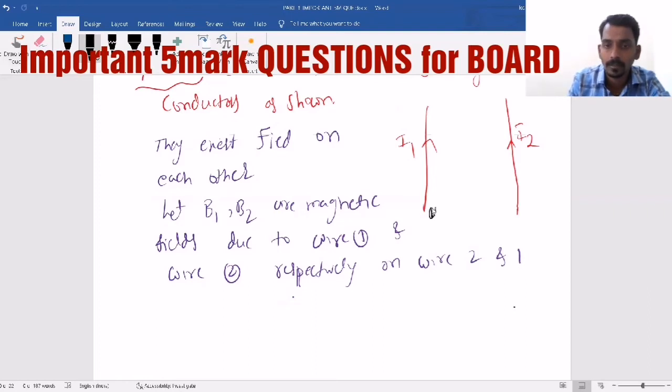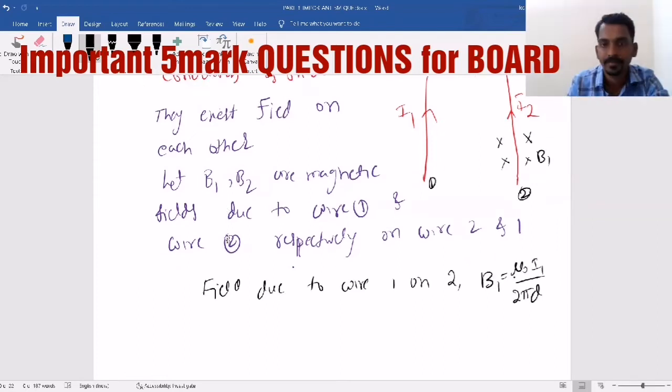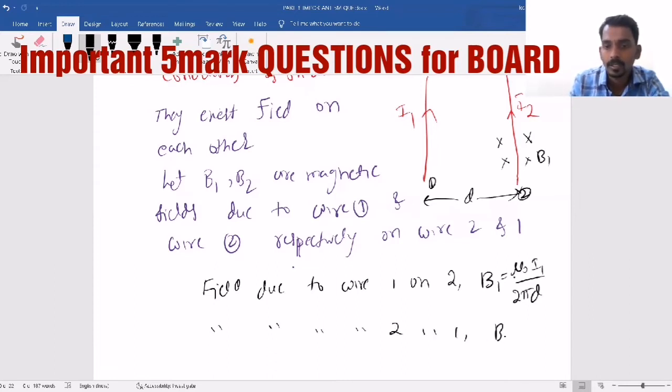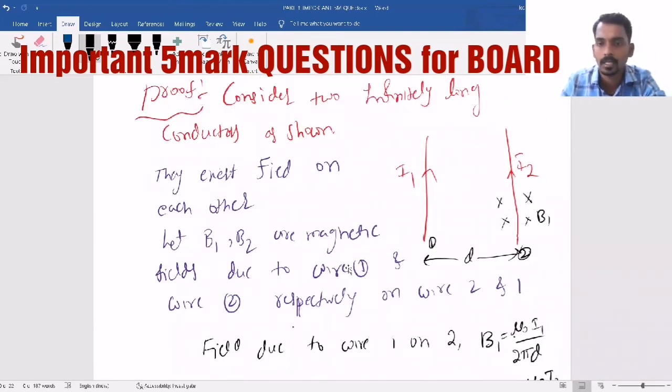So here this is wire 1 and this is wire 2. Now if you use the right hand thumb rule, the field due to the first wire is inward on the right side. So the field on this one is inward, that is B1. Now the field due to wire 1 on 2 is given by mu naught I1 by 2 pi d at a distance d. So the distance between them is d. Now the field due to wire 2 on 1, that is B2, equal to mu naught I2 by 2 pi d. So these are the magnetic fields due to each wire on the other one.